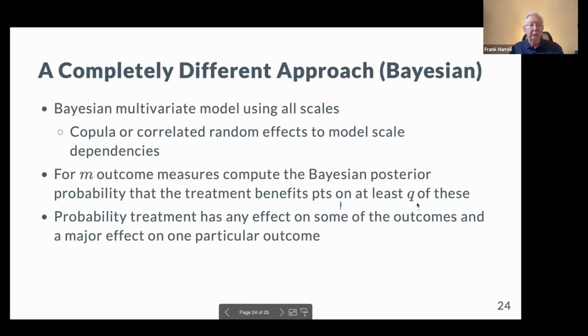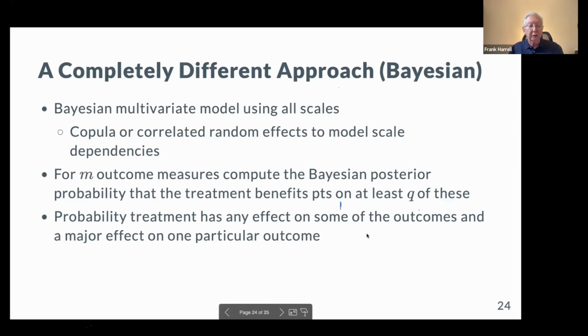So let's say you had 5 different outcome measures. You might want to say that your treatment is successful if the patient gets benefit on the majority of those. So Q would be 3. And so you calculate the probability that at least 3 out of 5 outcomes were benefited by the treatment without caring which 3 it was.